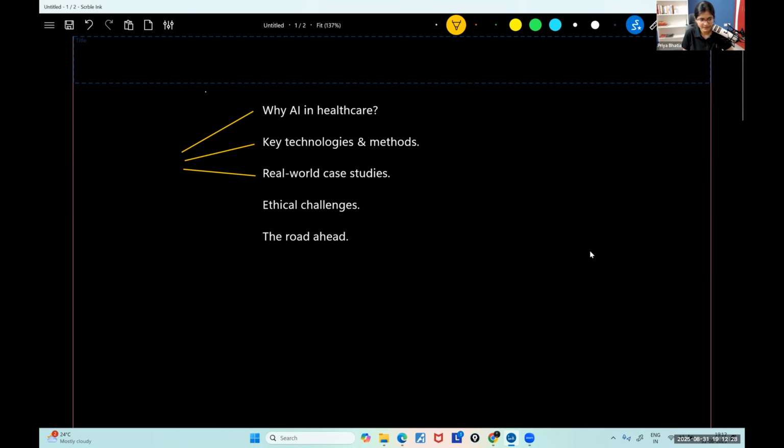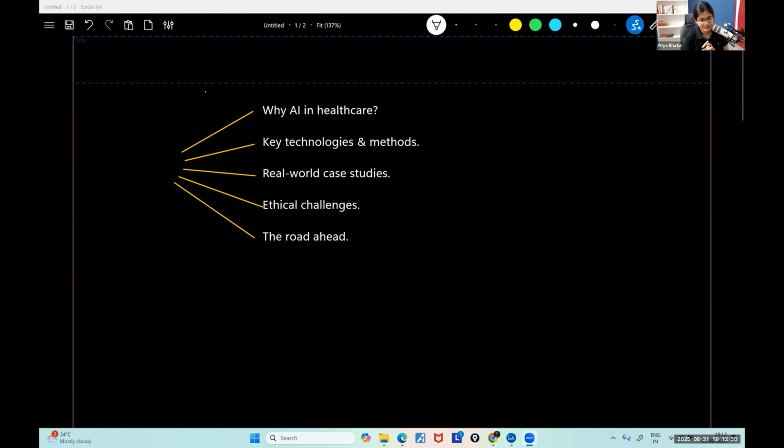At the very end of our discussion, we will talk about the ethical challenges which this domain brings up and the road ahead. If anybody is interested in this domain, what should be the career path that person will choose and how they can progress. So I hope you all are excited with me to start this discussion.